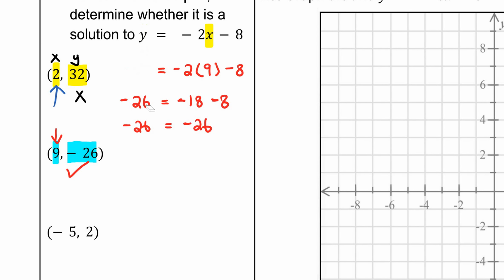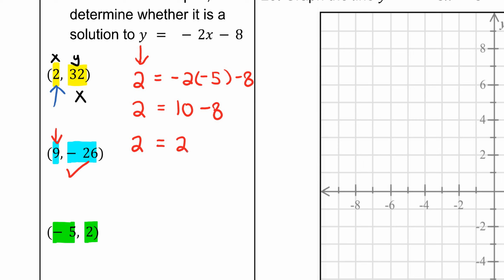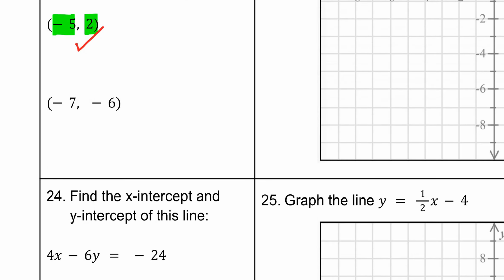So the next one I have is negative 5 and 2. Okay, so if I plug that in, this y value here now becomes 2, and that equals negative 2 times negative 5 minus the 8. So now I have a 2 here, and negative 2 times negative 5 is going to be positive 10 minus the 8, and now I have 2 on the left-hand side and I have 2 on the right-hand side. So the left-hand side equals the right-hand side, so this coordinate works. Okay, let's move on to the last coordinate here.